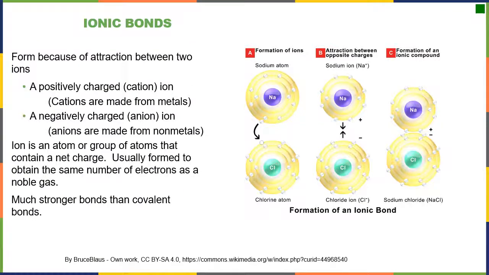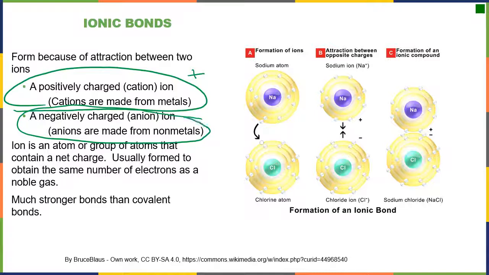All right, an ionic bond. An ionic bond occurs between a cation, which is going to be a positively charged ion made when metals lose electrons, and there's going to be an attraction between it and an anion. An anion is made from nonmetals. Nonmetals are going to gain electrons, and this positive is going to stick to this negative.